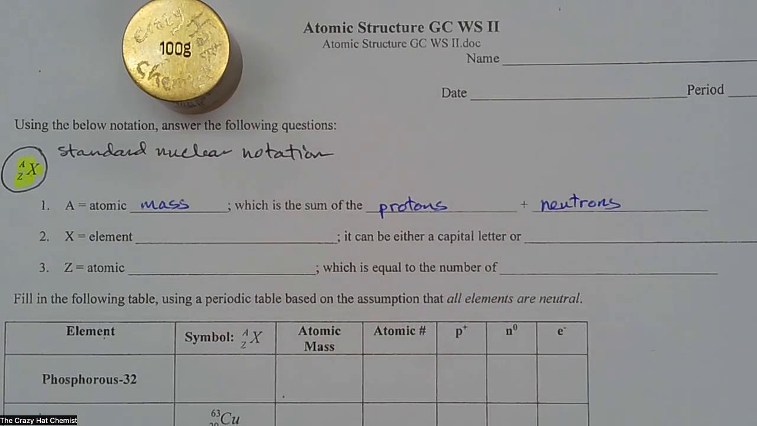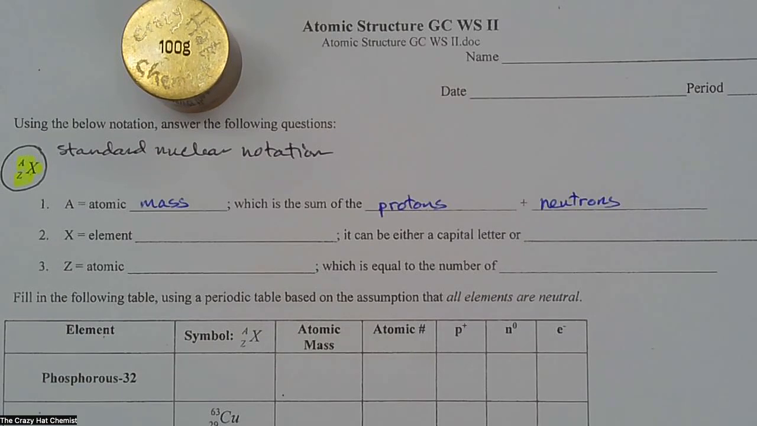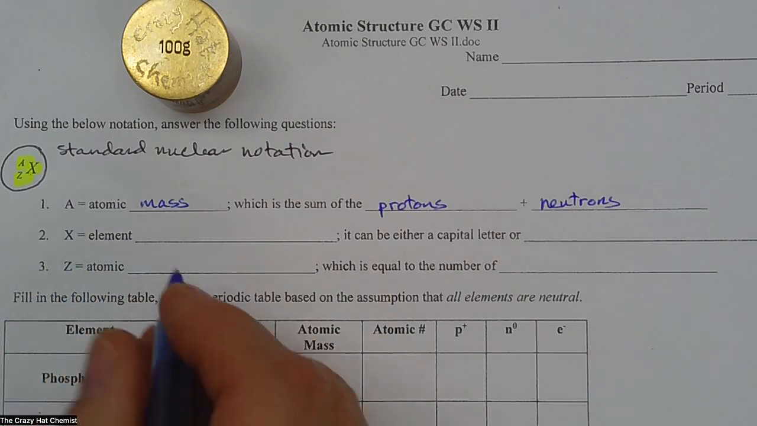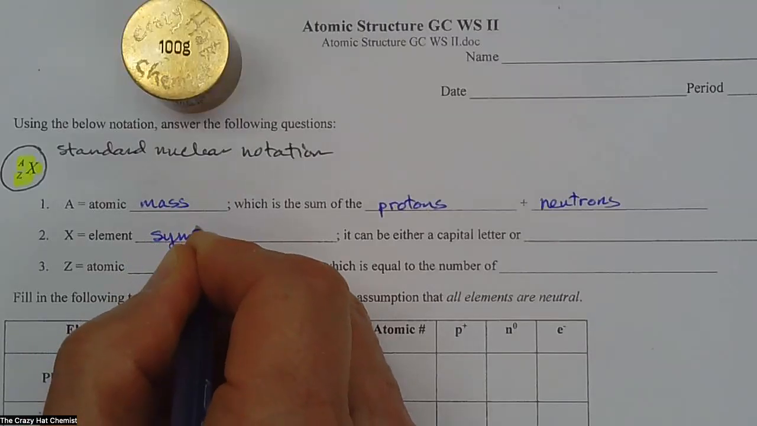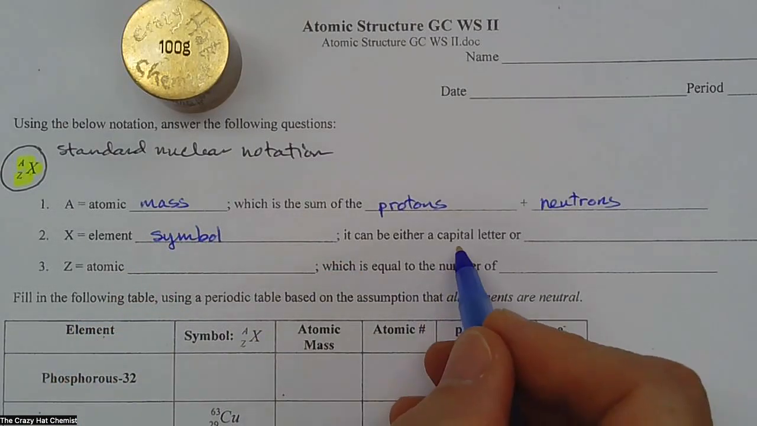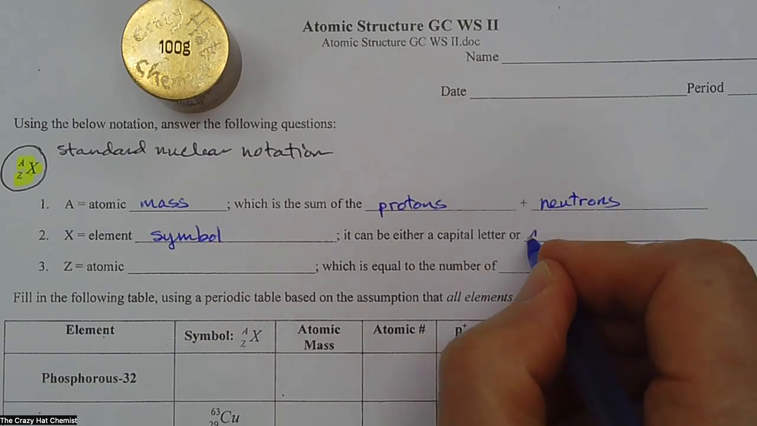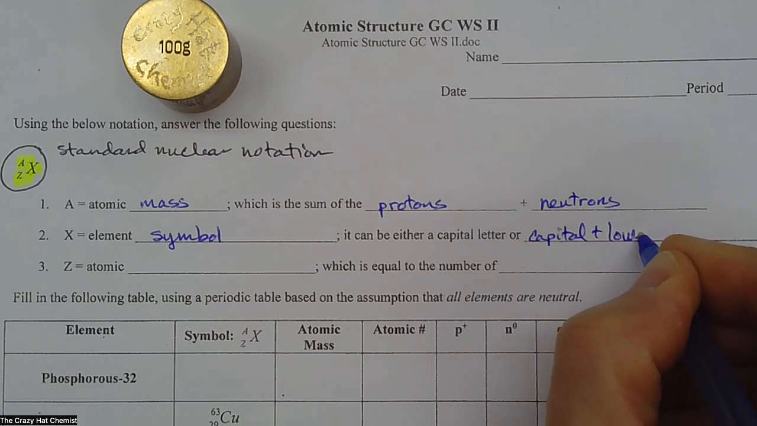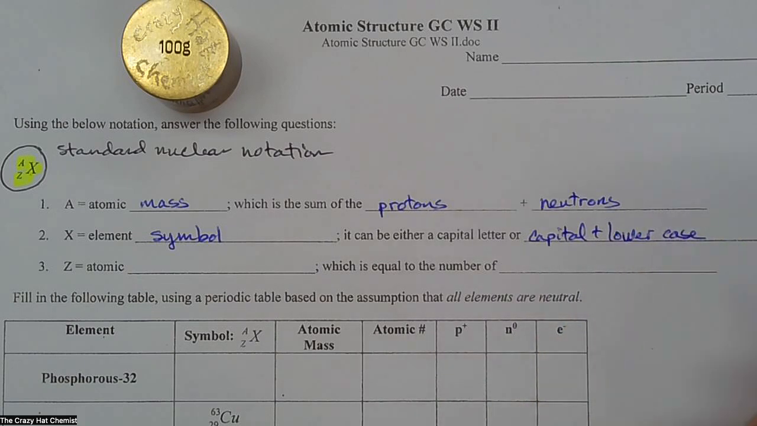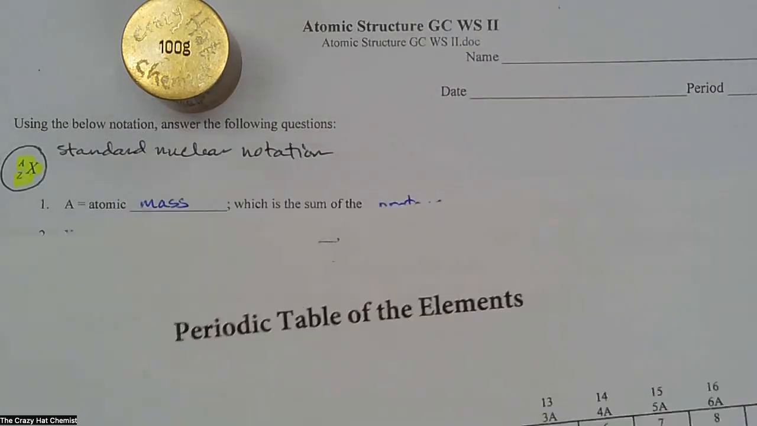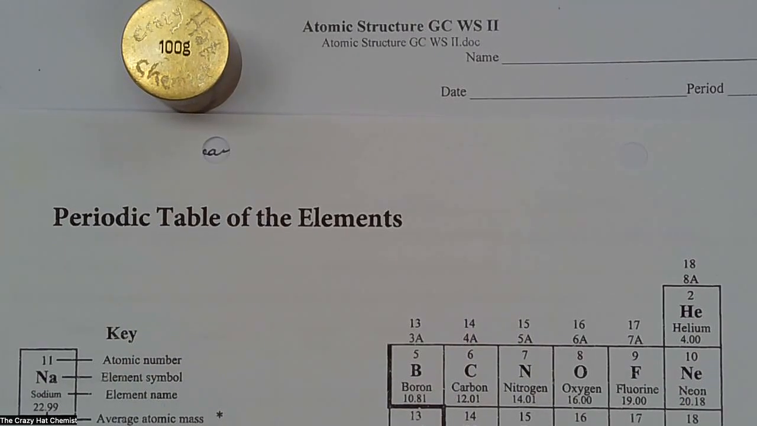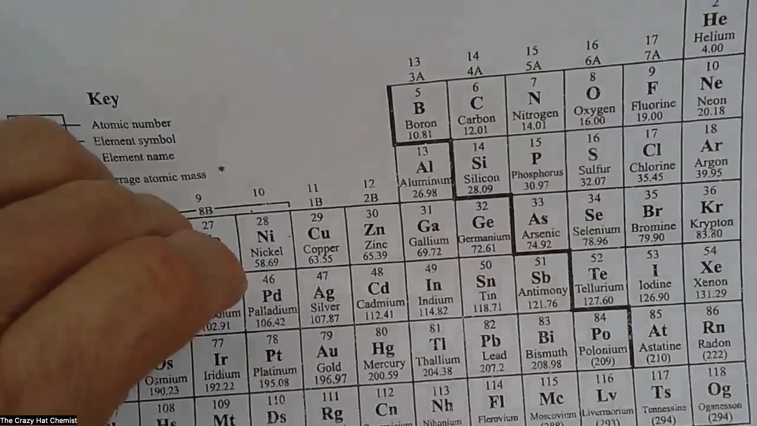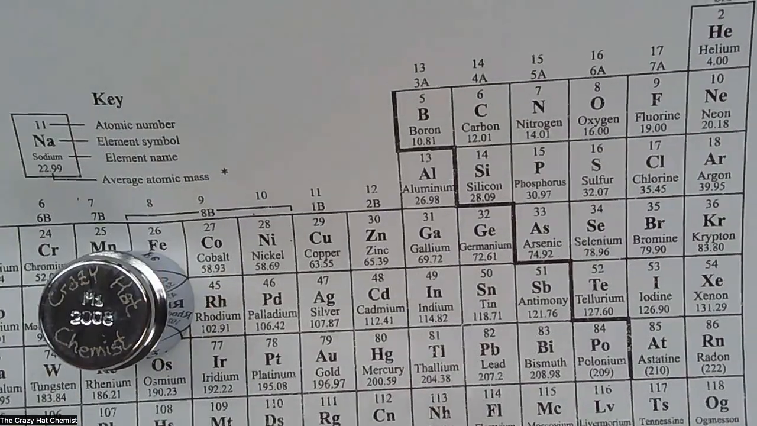It just so happens that the protons and the neutrons are the two subatomic particles that are located inside the nucleus, and that's why it's called the mass. X is the element symbol, and it can be either a capital letter or a capital plus lowercase. We can clearly see that on the periodic table here. I'll zoom into a section of the periodic table to answer that concept.